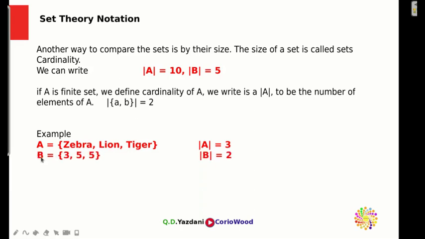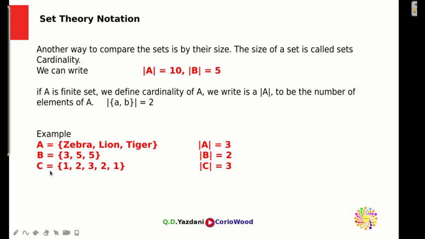And here is another one, B, which contains 3, 5, 5. As we said in the previous video, the order is not very important. The cardinality of B is 2, because 5 and 5 are the same. So when we come to the size, it means this one has 2 elements.